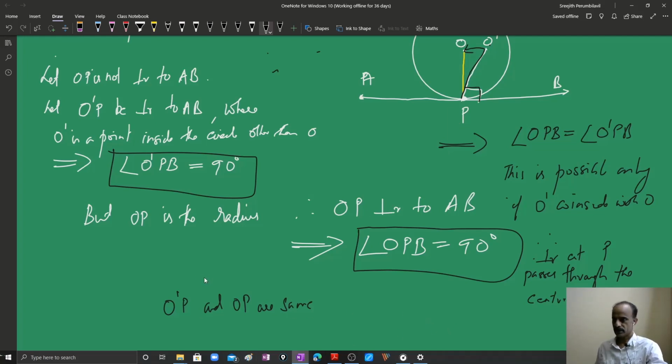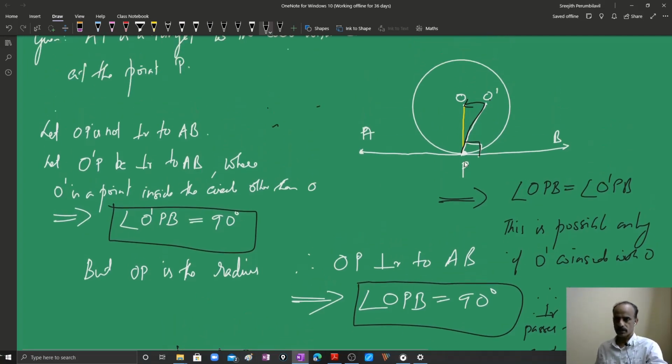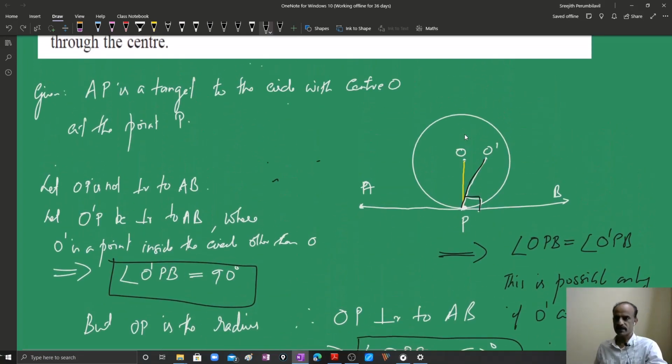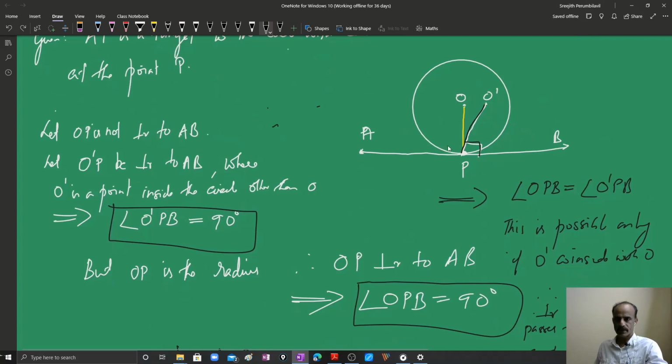So I'll repeat it. We have taken that OP is not perpendicular, and there is another point, O dash. You can take O dash or A, B, C, D, something other than what is given here. O dash P is perpendicular to AB. If O dash P is perpendicular to AB, then we also have OP as the radius.